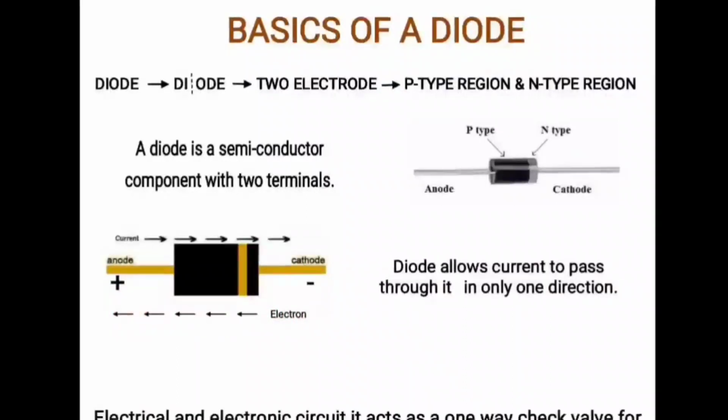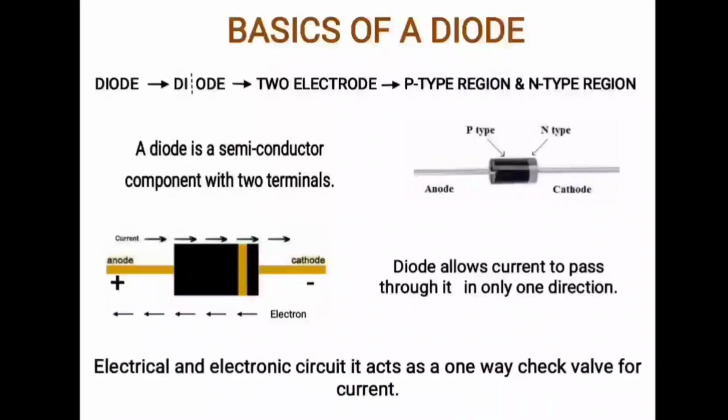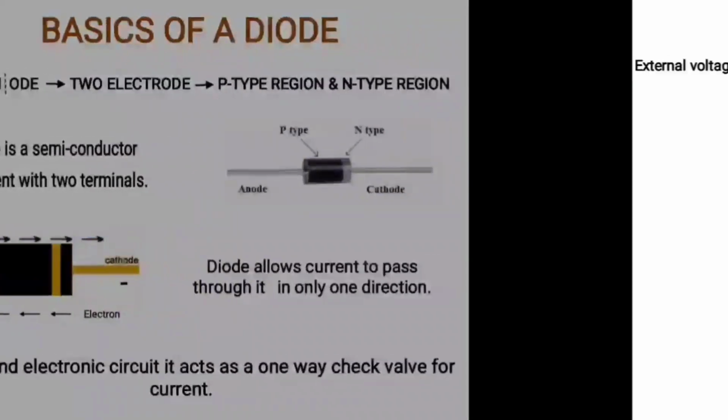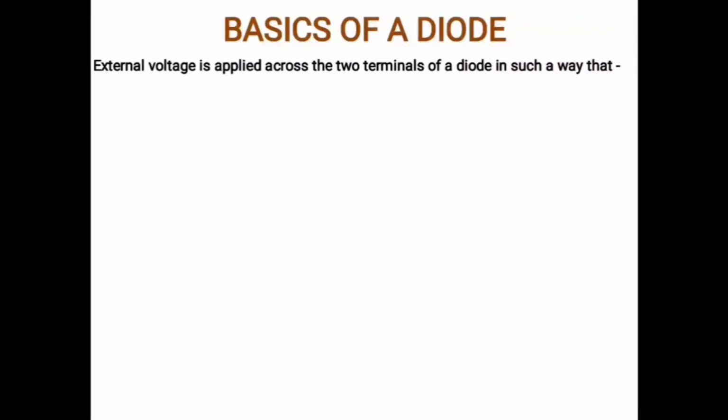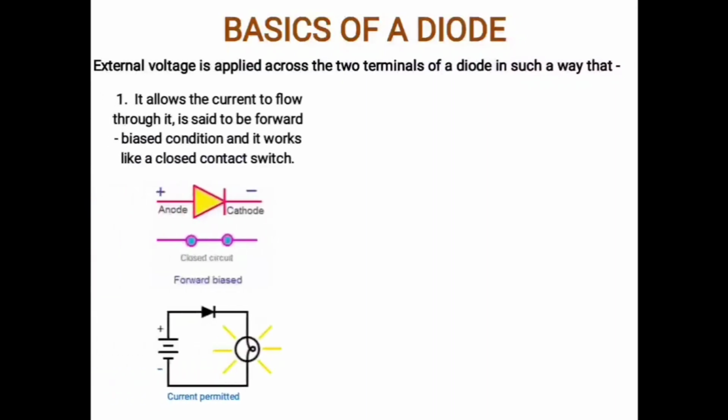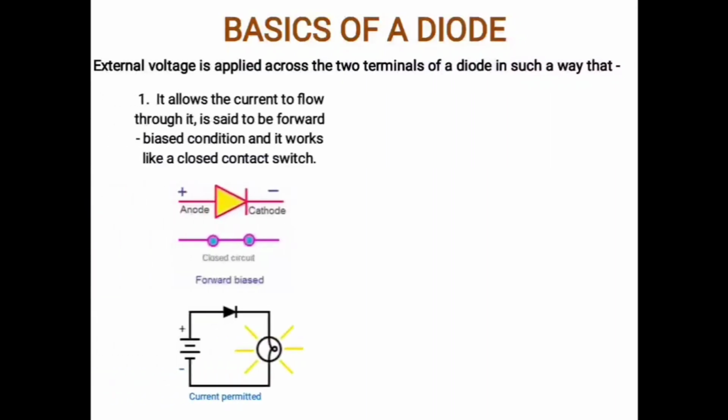In electrical and electronic circuits, it acts like a one-way check valve for the current to flow. When an external voltage is applied across the two terminals of a diode in such a way that it allows the current to flow through it, it is called the forward biased condition. In this condition, it works like a closed contact switch.